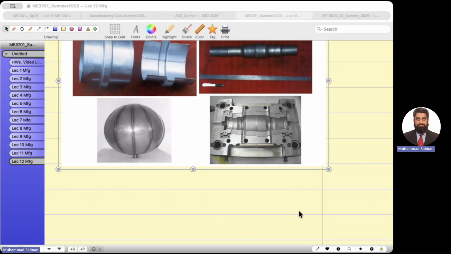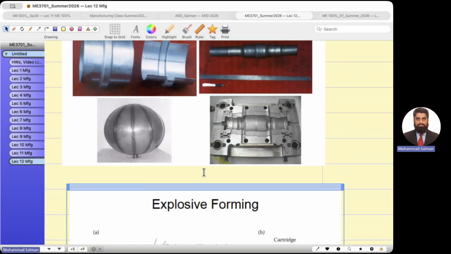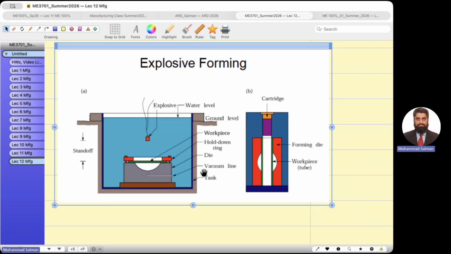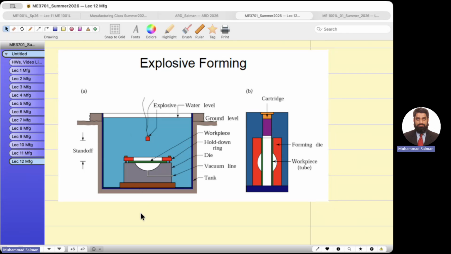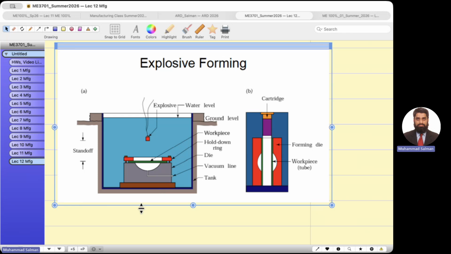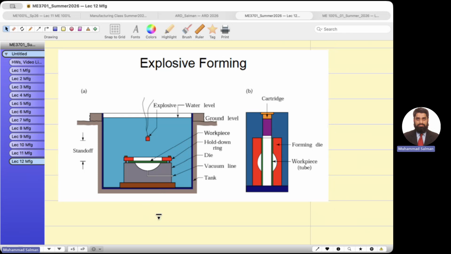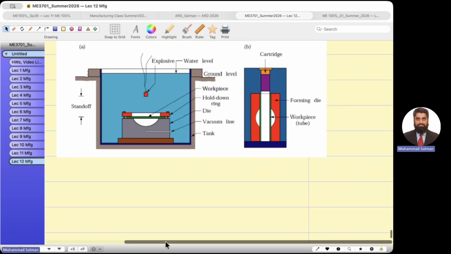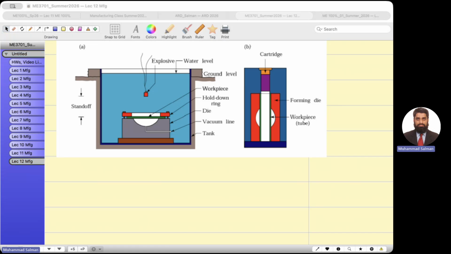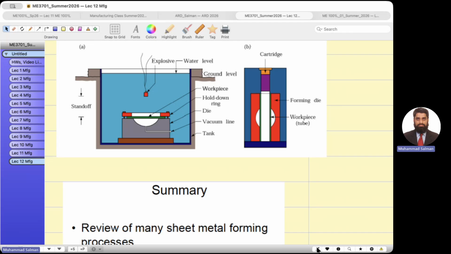Explosive sheet metal forming. You have some explosive material, and because of the high shock waves, the sheet metal bends and acquires the shape of the die, and there is a vacuum line. The air comes out of the die through the vacuum. So we have gone over the many sheet metal processes today.